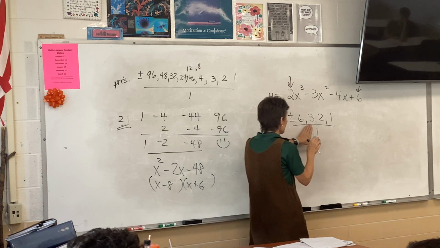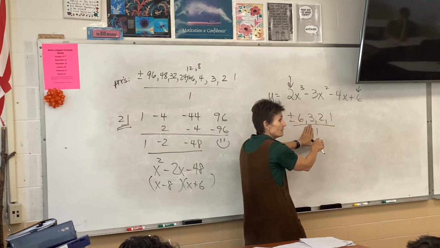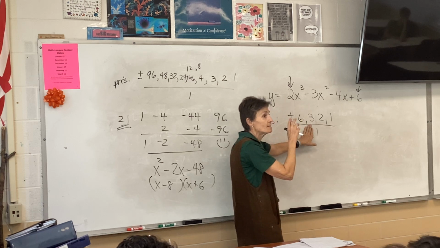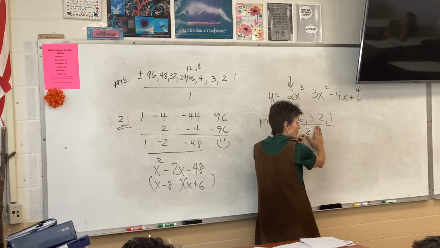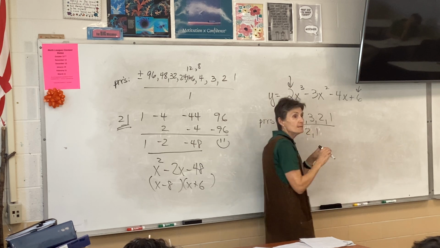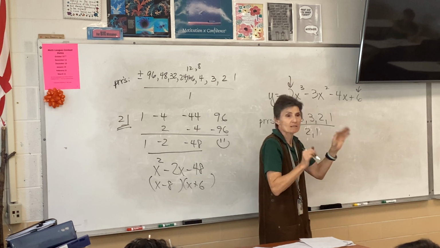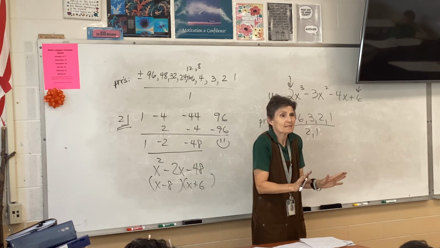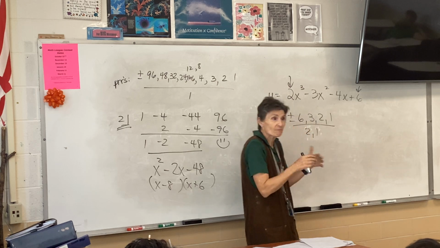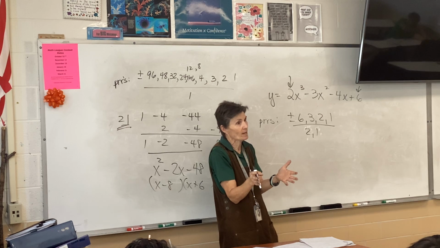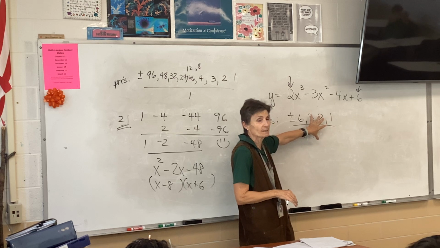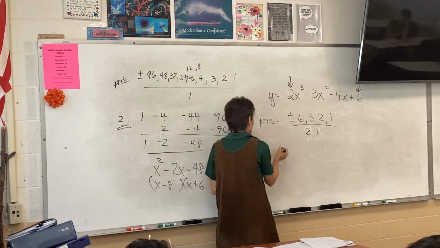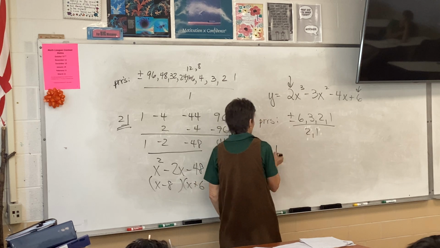So, if I put these over 1, then my guesses would just be 6, 3, 2, and 1. But if I put them over 2, now 6 over 2 is 3, but now I could have 3 over 2 or 1 over 2. Now, no one ever guesses the fractions first. I'm going to try to guess the non-fractions, and if I run out of those options, then I will have to go to the fractions. That's my approach. You do it however you want. This is your list of possibilities. Okay? So, let's try 2.